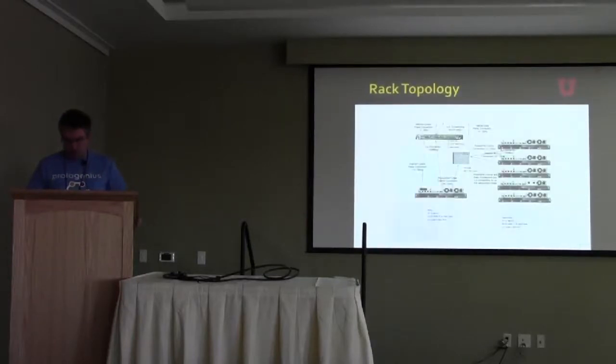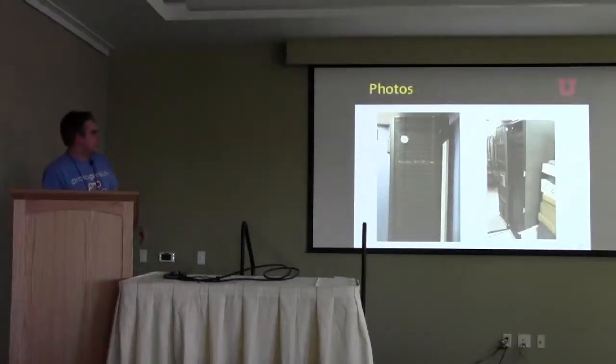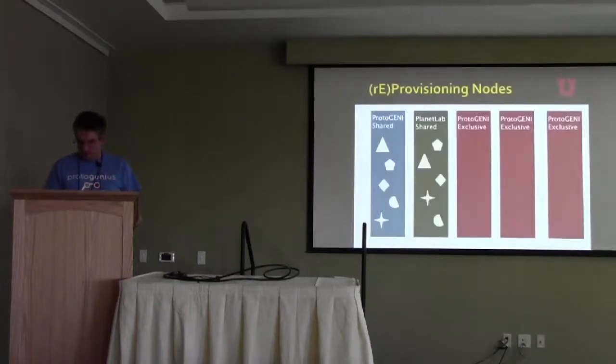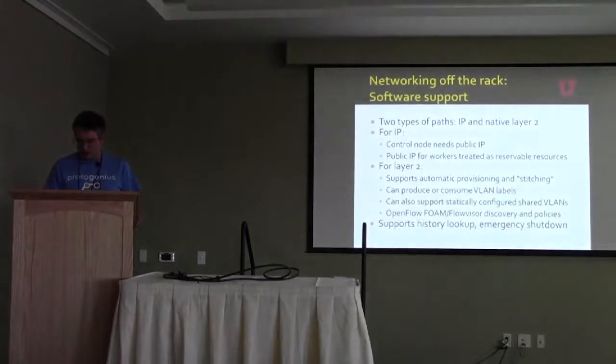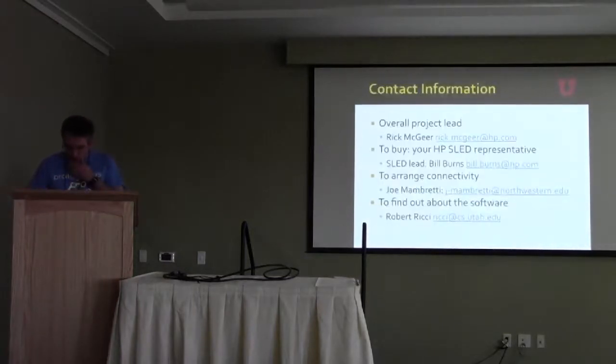I'll skip to the details of the topology. This is a picture of what one actually looks like. I think the left one may be a DBN and the right one might be a Utah. Now I'm just gonna show you where they are.